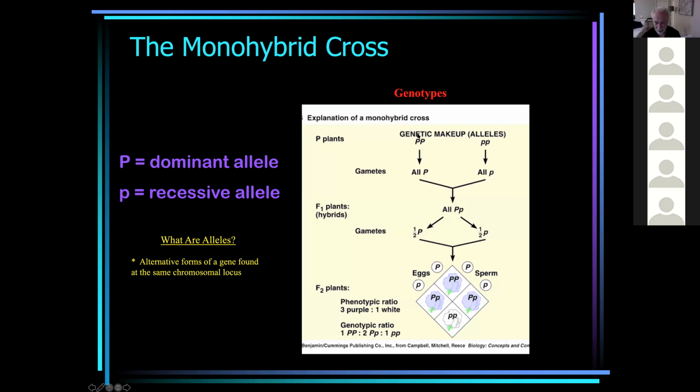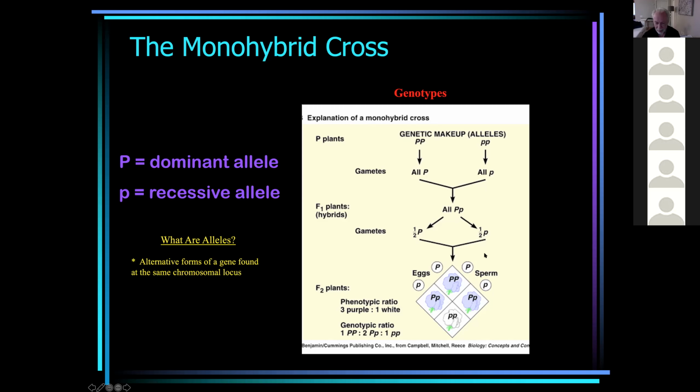And if you look at the gametes produced by these 2 parents, the purple plant can only make big P gametes. And the white plant can make only little p gametes. And so if you mate a big P with a little p, what you get are all heterozygotes. Big P, little p. Those are the F1 plants. Now they can make gametes. And when they do, now half the gametes are going to get the big P allele, and half are going to get the little p allele.